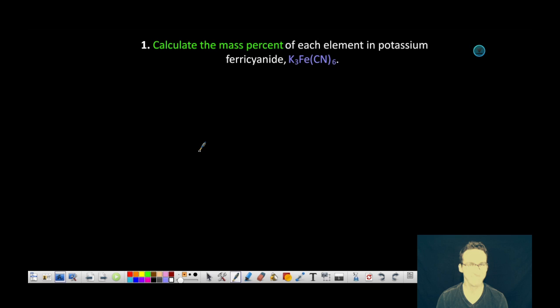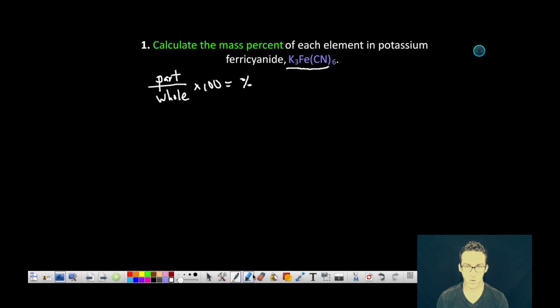Last one, get comfortable. Question number 1 says, calculate the mass percent of each element in potassium ferrocyanide. Awesome formula there. Pretty simple when you're working with mass percent, or percentage in general: you need the part out of the whole, times 100. And that will give you your percent, in this case, the mass percent of each element.